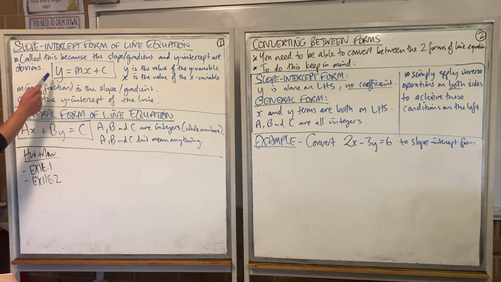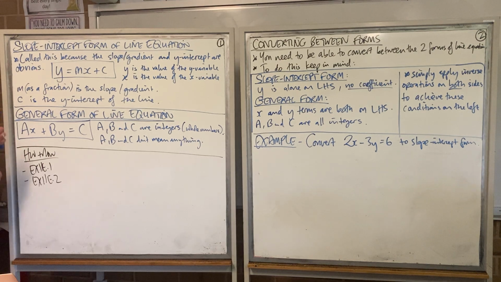So what does the y stand for in slope-intercept form? It's the value of the y variable. X is the value of the x variable. M, which we've seen when you write it as a fraction, is the slope or the gradient, and C is the y-intercept of the line.